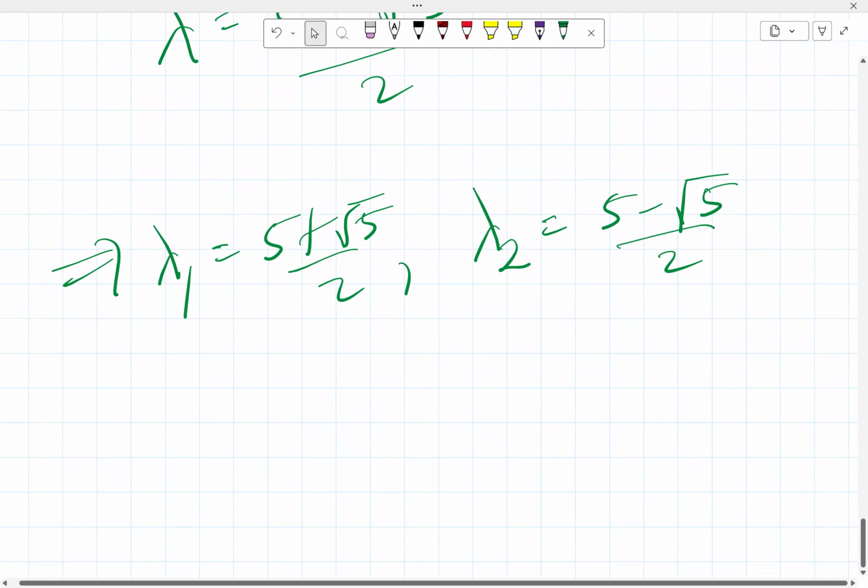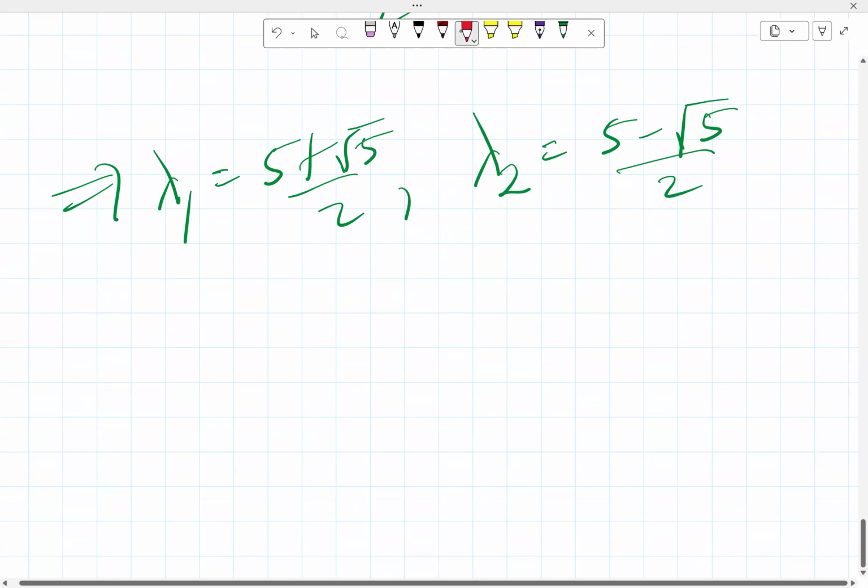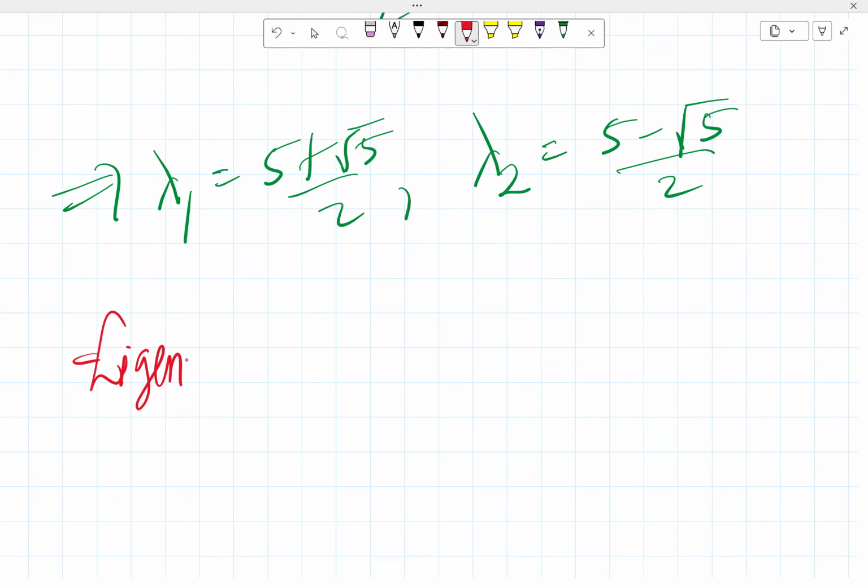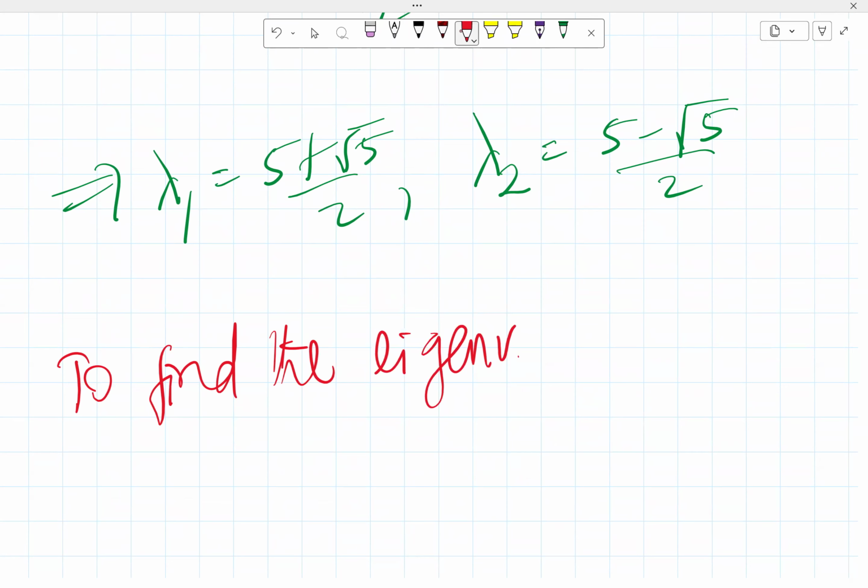With this, we now need to look for eigenvectors. Let's start with the first one. To find the eigenvector for lambda 1, which is 5 plus root 5 all over 2, we solve A minus lambda 1 I multiplied by V equals 0.